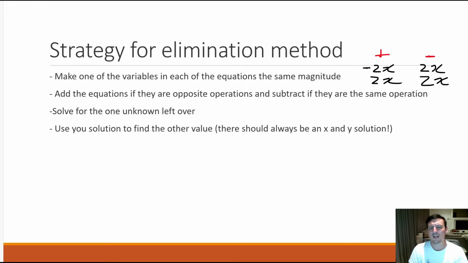3. Solve for the one unknown left over. So we noticed in the previous section, we found that when we added the opposites, we were just left with a y variable and a number. So in that case, we were able to solve quite easily. And then the last step is to use your solution to find the other value, which we did with the substitution method. So that step does not change regardless of which method you use. Remember, there should always be an x and a y solution, or two solutions with simultaneous equations.